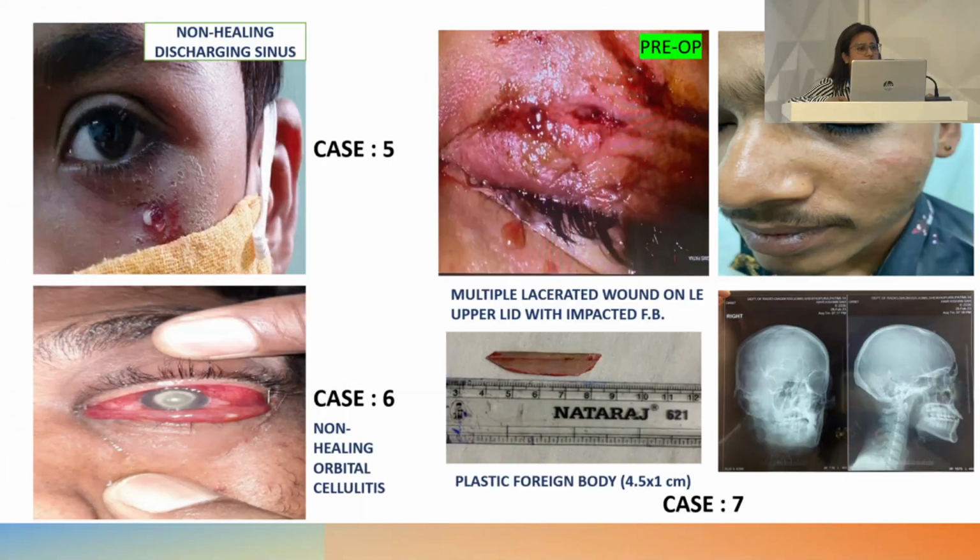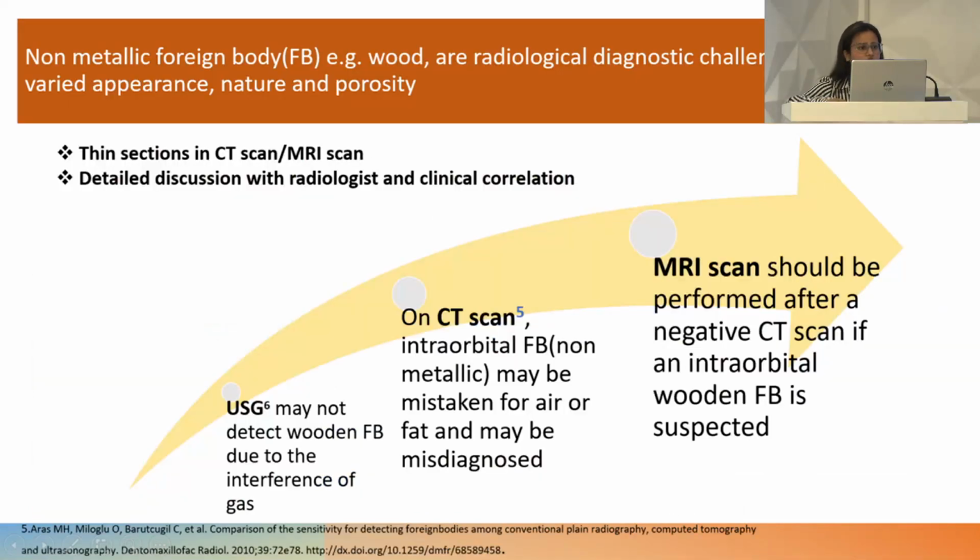In case 5, we found a non-healing discharging sinus and non-healing orbital cellulitis. A plastic foreign body of size 4.1 by 1 centimeter was found in a non-healing periocular wound. Non-metallic foreign bodies, for example wood, are radiological diagnostic challenges due to their varied appearances.